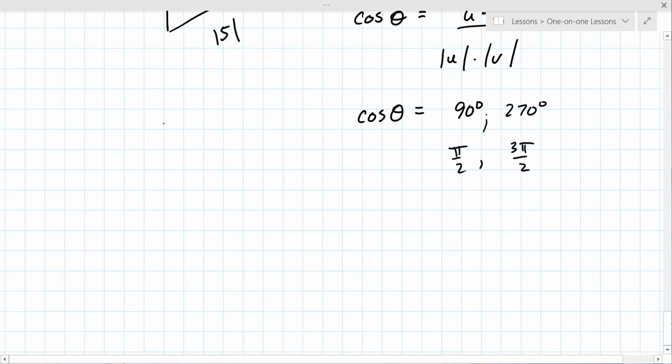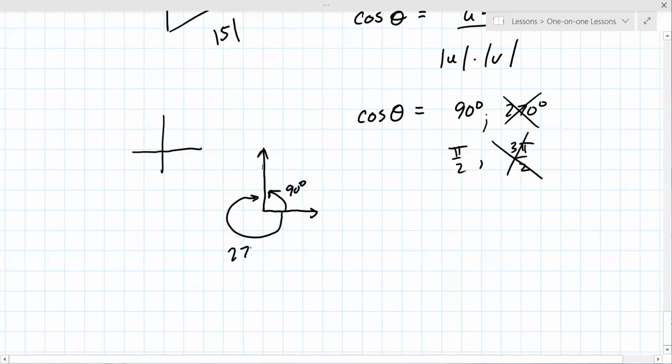Okay. Now tell me, why would it never be this? And I'll try to explain that. If the angle between these is 90 degrees here, would you ever tell someone it's 270 degrees between them? No. So that's why it's only this one. Okay, that makes sense.